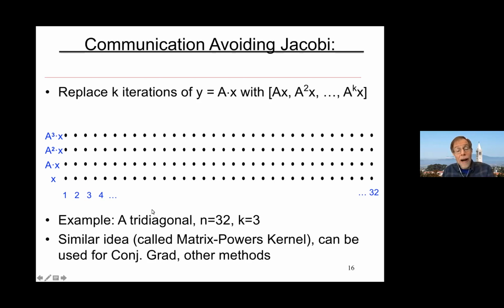So I'm going to illustrate this just for a stencil in 1D and just for Jacobi's method right here. But the same idea is going to come up later, and it's going to have a name called the matrix powers kernel. That's what this object is here. We're computing powers of a matrix times a vector, and it can be used to optimize quite a few other methods as well. So the question is, in what order do I evaluate all these little black dots in order to minimize communication, both in the sequential case and in the parallel case?